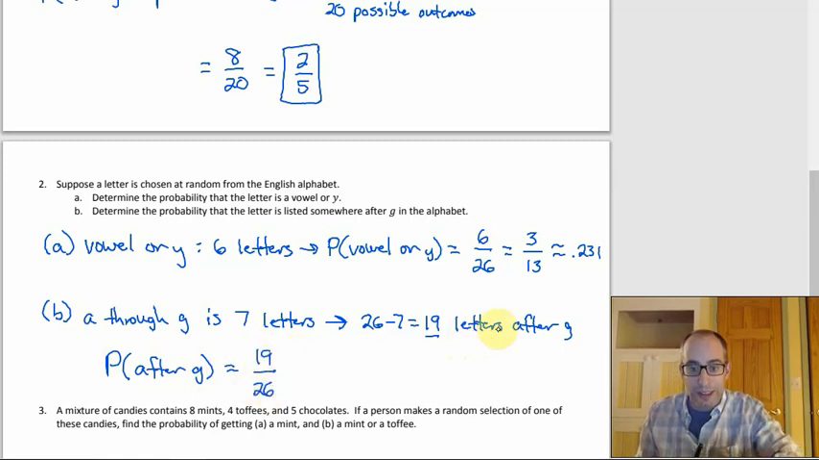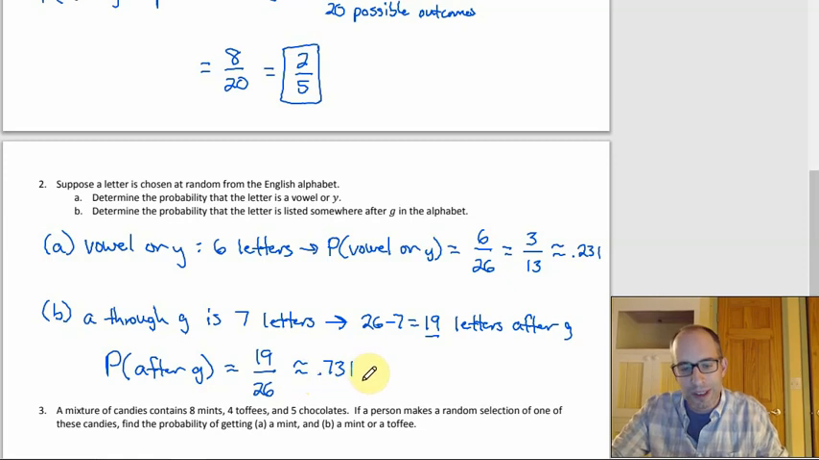Because there are 19 letters after G, there are 19 different ways you can get one that's after G. 26 letters total, and that's about 0.731 to 3 places, if you want that one as a decimal.